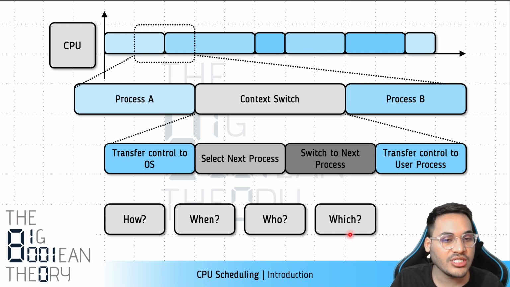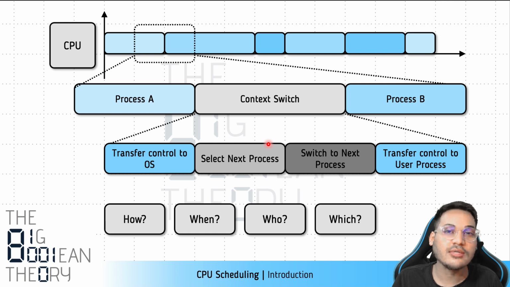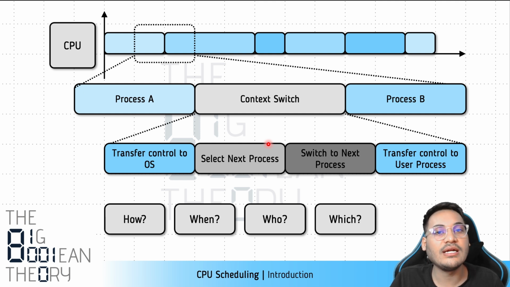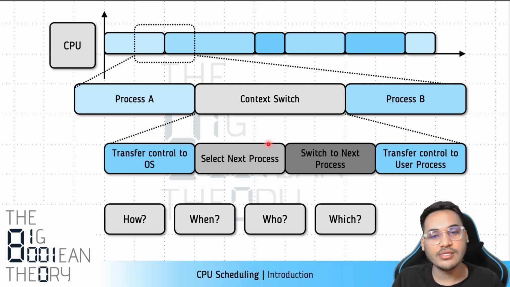And finally, which question answers the part of selecting the next process? To which process should we schedule the CPU? So this which question is about selecting the next process, and there are a whole bunch of policies which we'll study in the next topic. The entire next topic is dedicated to studying different policies for selecting a new process to be assigned the CPU.